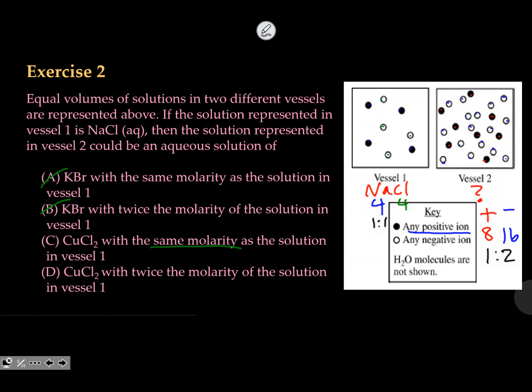We have the same molarity versus twice the molarity. So go ahead and take a look at that. So copper to chloride here with the same molarity or with twice the molarity? What do you think? Twice, right? Because if this is 4 to 4 and sodium chloride is 1 to 1 in there, the 1 over here, the copper, would be a 4 if they were the same molarity, but instead it's an 8, so we know that it's double. So therefore, D is the correct answer.